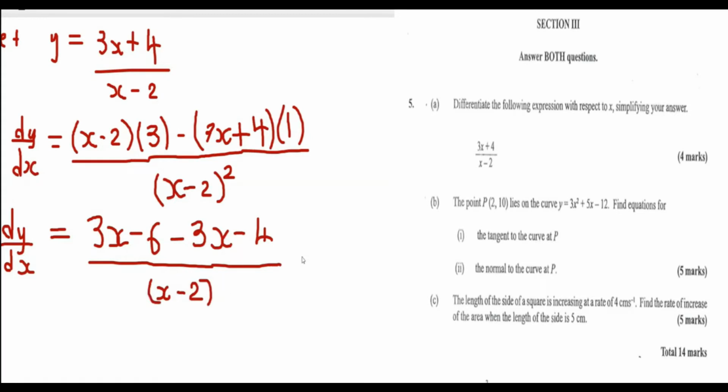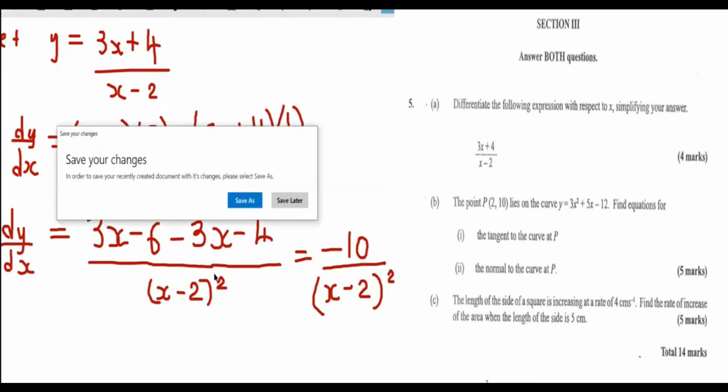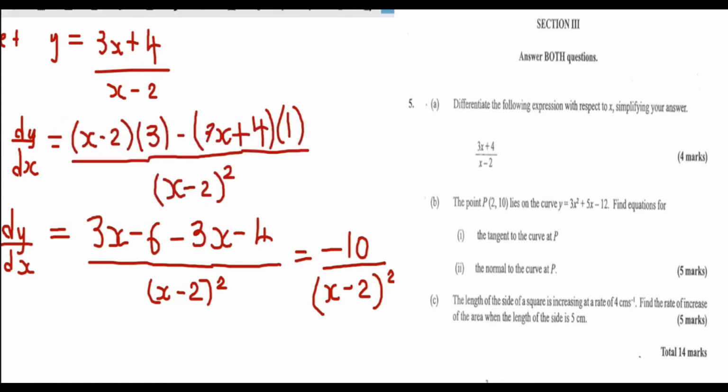Now, it can be simplified if you want. You can say, well, minus 6 minus 4 is minus 10, and 3x minus 3x is gone. And so dy by dx works out to be minus 10 over x minus 2 all square. So if you want to simplify it like this, you can, which would be great. So that's dy by dx. No issues at all.